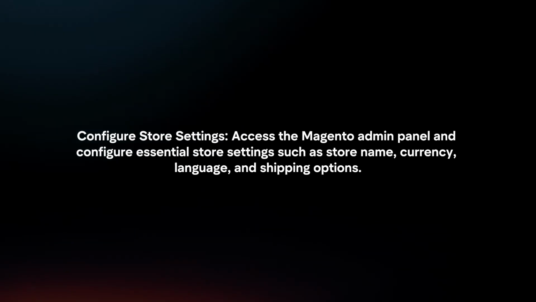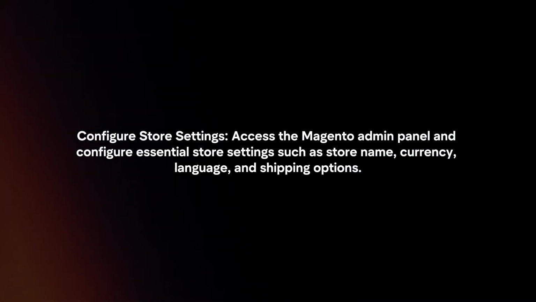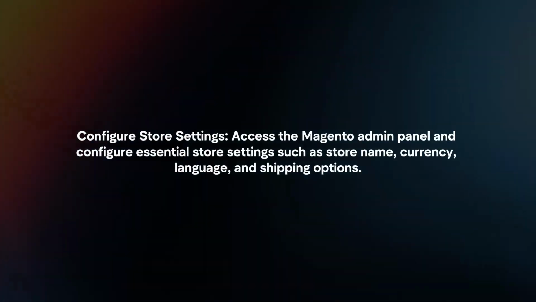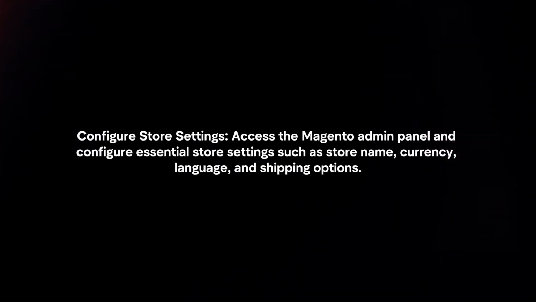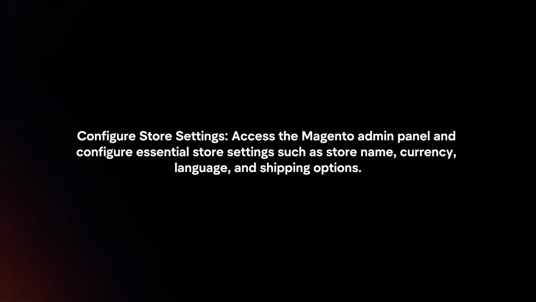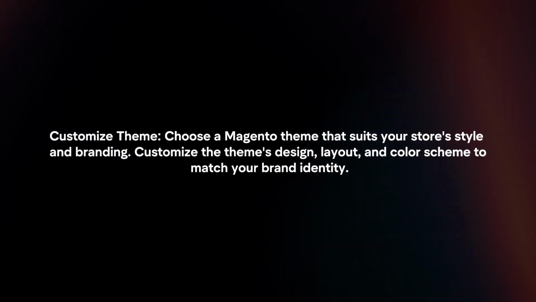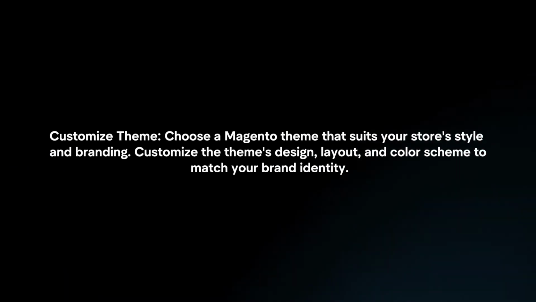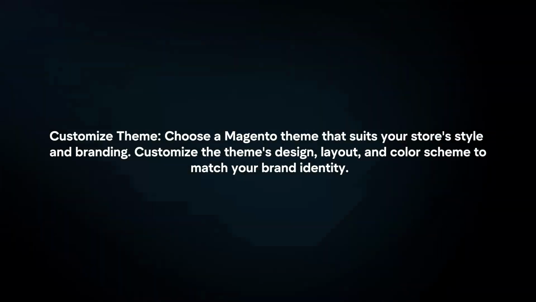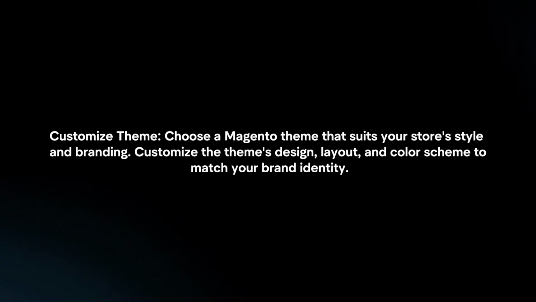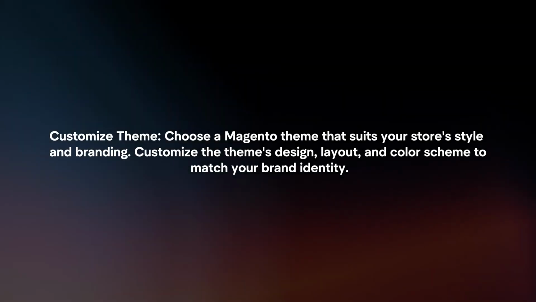Configure store settings. Access the Magento admin panel and configure essential store settings such as store name, currency, language, and shipping options. Customize theme. Choose a Magento theme that suits your store's style and branding. Customize the theme's design, layout, and color scheme to match your brand identity.